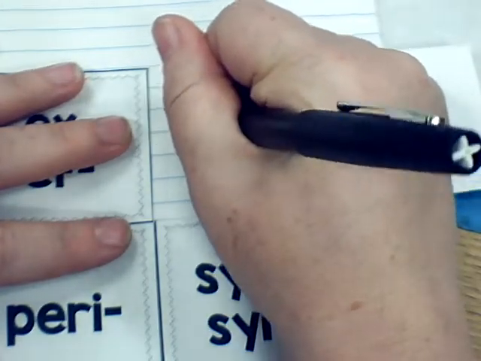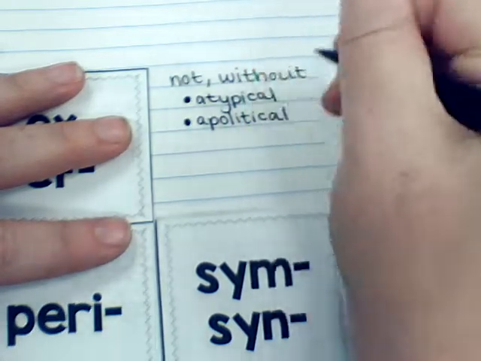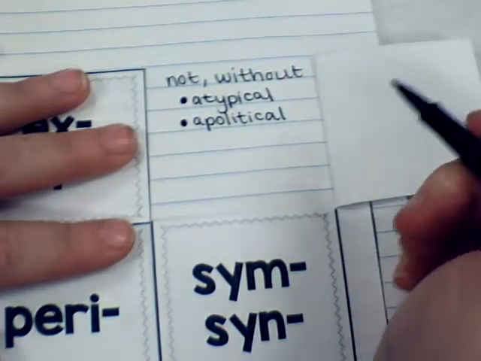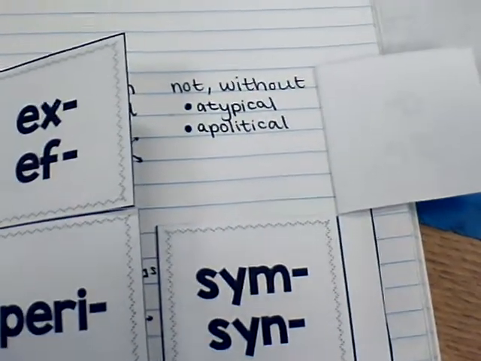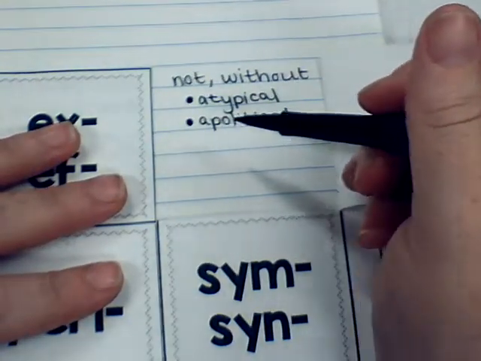If somebody says they're apolitical, we know political has to do with policies, government, laws, and if they're apolitical, that means that they're not political. They don't really care or know much about politics.